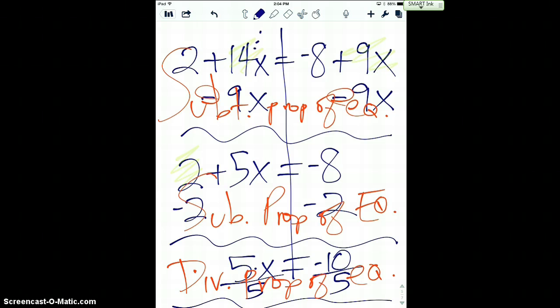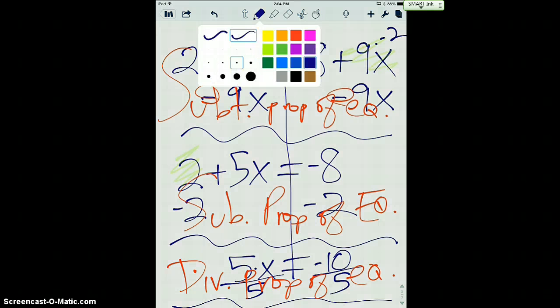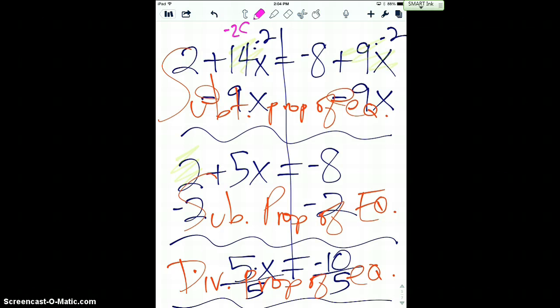If I sub in negative 2 here, and I sub in negative 2 here, 14 times negative 2 is negative 28 plus 2, which is negative 26. And then on this side, negative 18 plus negative 8, what do you know? That's negative 26, so it works.